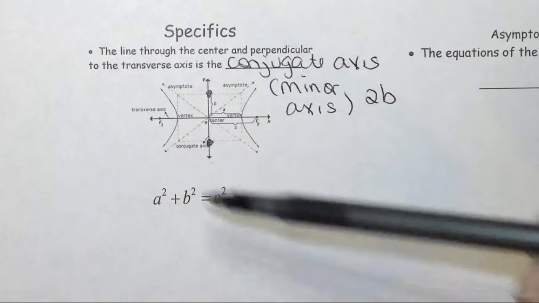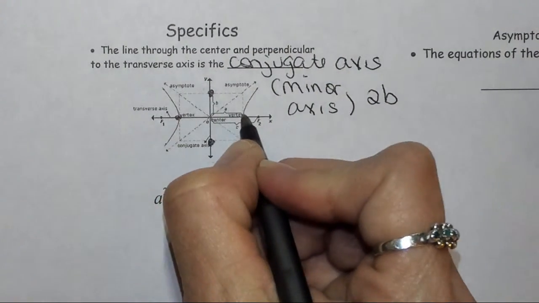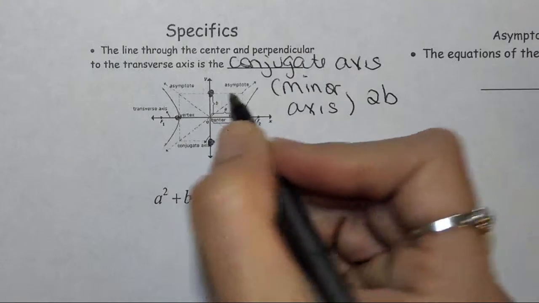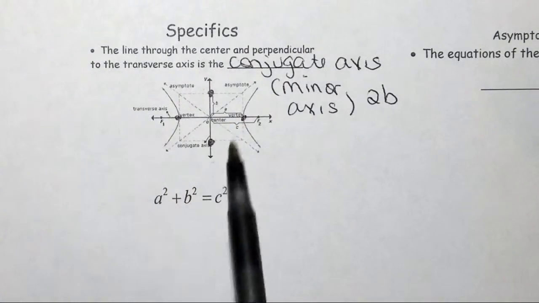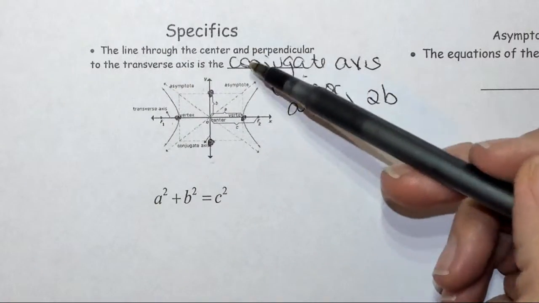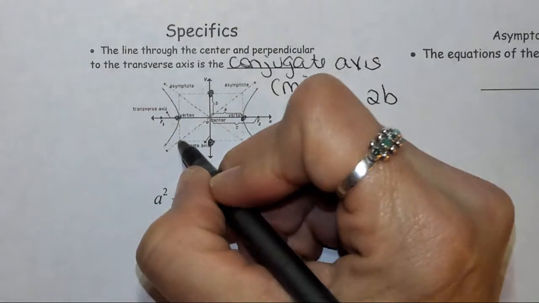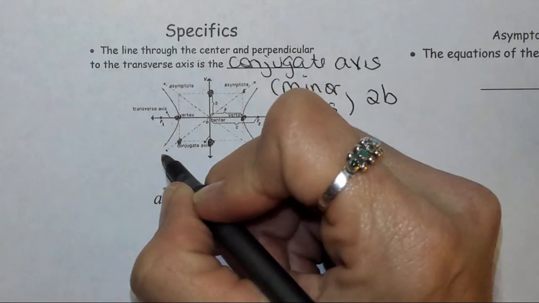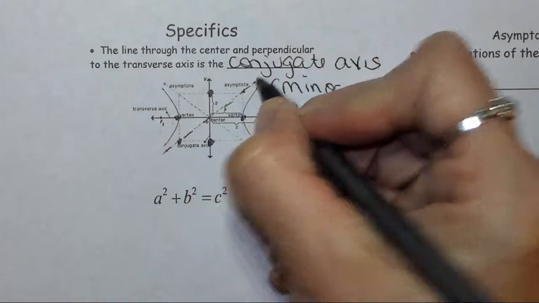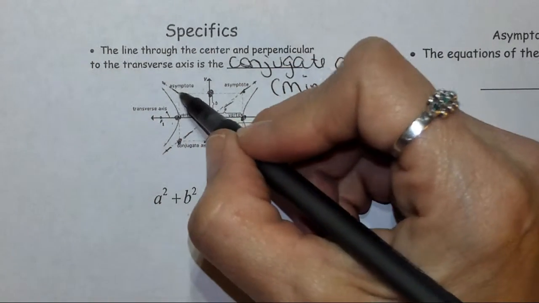Okay, the next thing you're going to hopefully notice in here is if you go put a dot where the vertices are for me and the covertices. Instead of drawing an ellipse this time, what shape did I draw? A rectangle, a box. So this time we're going to draw a box. And after we draw the box, through the diagonals, we're going to draw asymptotes. And they're going to ask you to find the equation of these asymptotes.